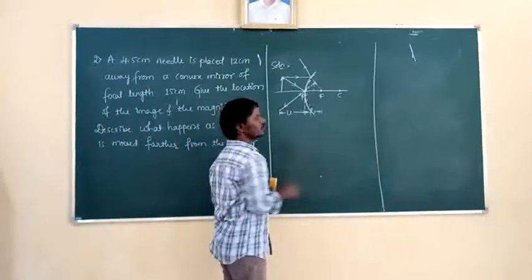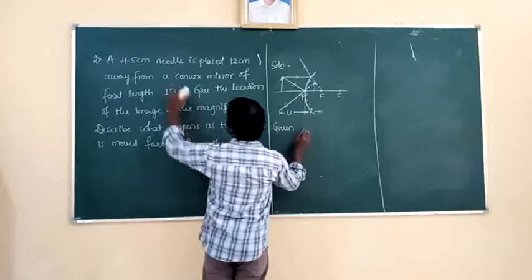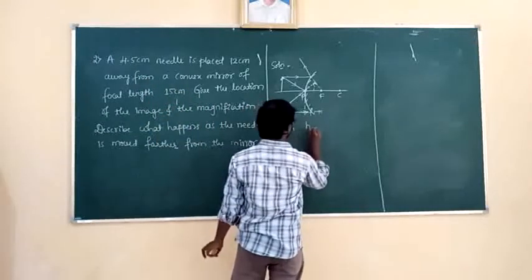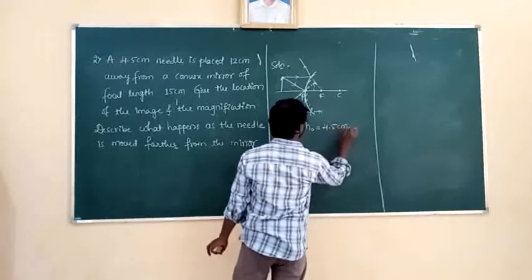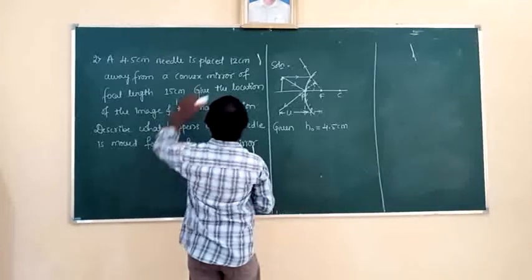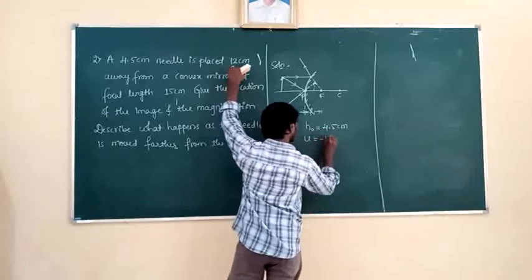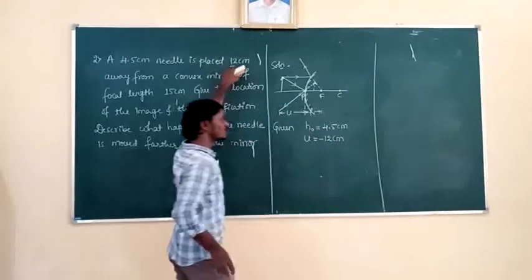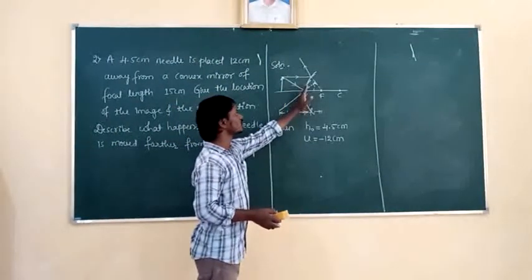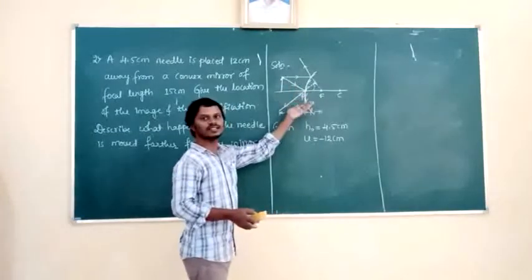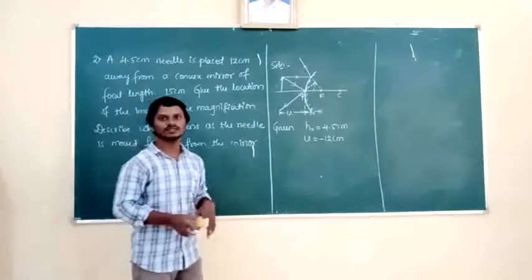So let us write the given values. What are given? The size of the needle is given, which means the height of the needle is given, that is 4.5 centimeter. And next, at what distance is it placed? It is placed at a distance of 12 centimeter, but it is minus 12. Why is it minus 12 centimeter here? Because the object is placed at the left of the pole. Left means here on the negative x-axis. Negative x-axis means object distance can be taken as minus 12 centimeter.